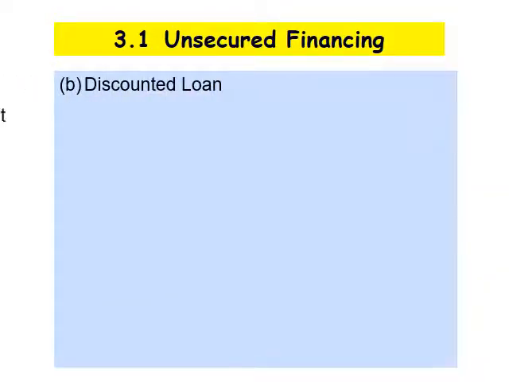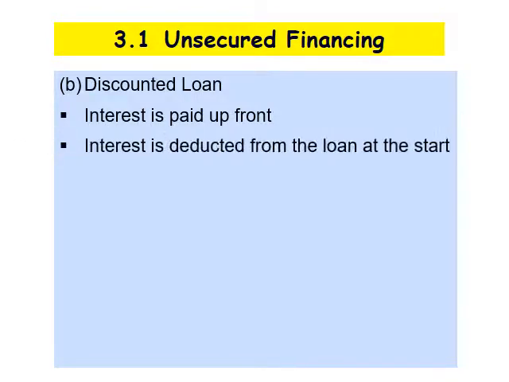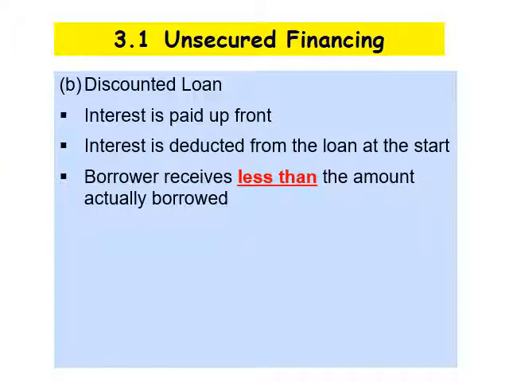Discounted loan. Interest is paid upfront. Interest is deducted from the loan at the start. So the borrower receives less than the amount actually borrowed.